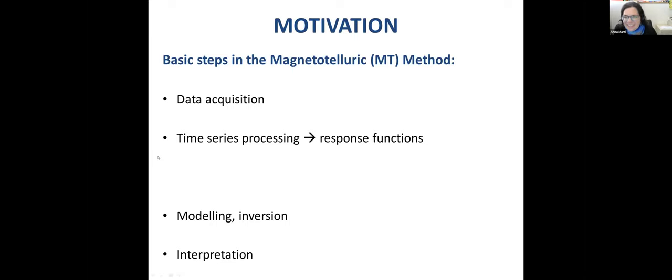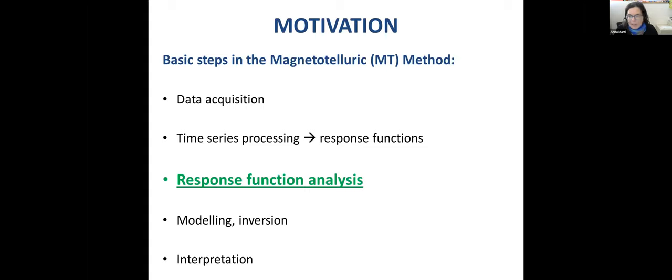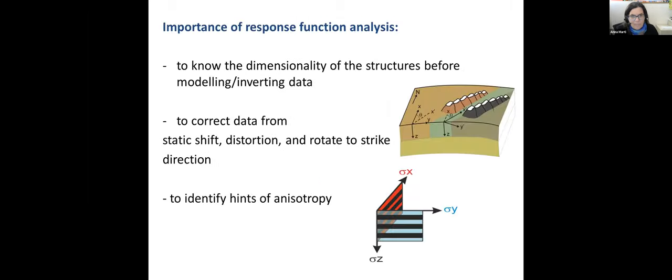So the motivation of this talk is, well, it starts with the basic steps of the magnetotelluric method, which are data acquisition. Then we do the time series processing, where we go from the time domain to the response functions in the frequency domain. Then we do modeling and inversion and do the interpretation. But here there's a very important missing step, which is the analysis of the response functions. Why is this important? Well, it's very important to know the dimensionality of the structures before modeling and inverting the data.